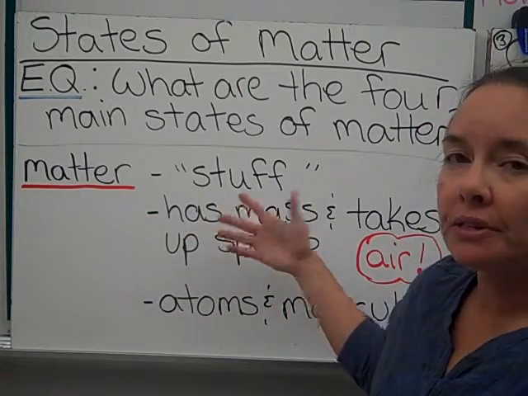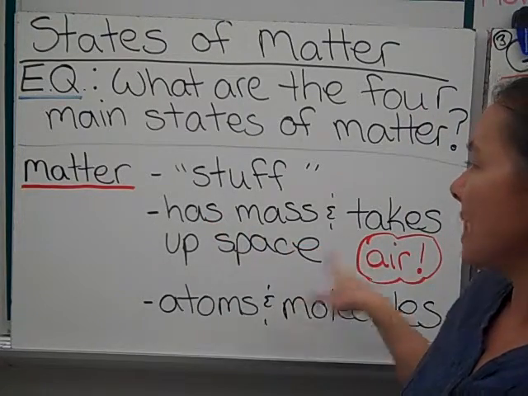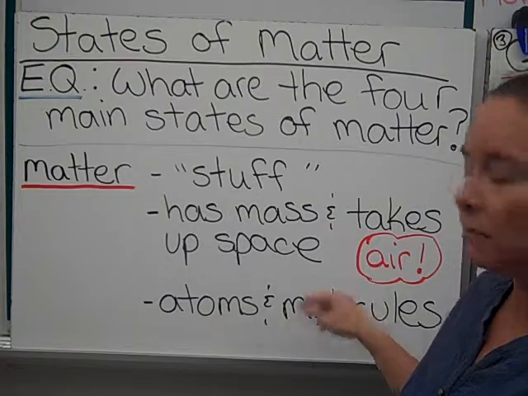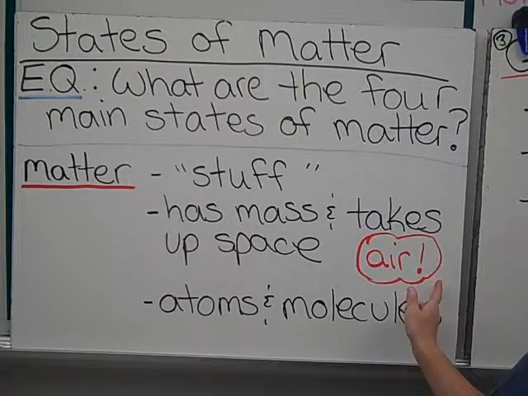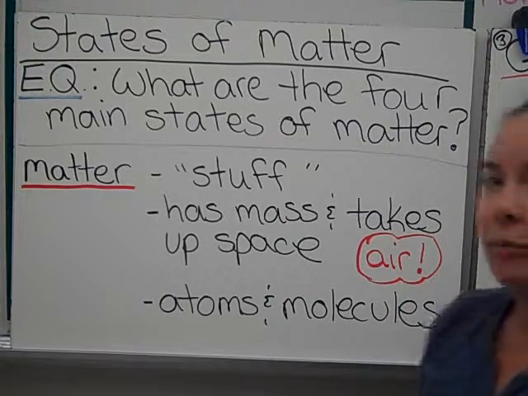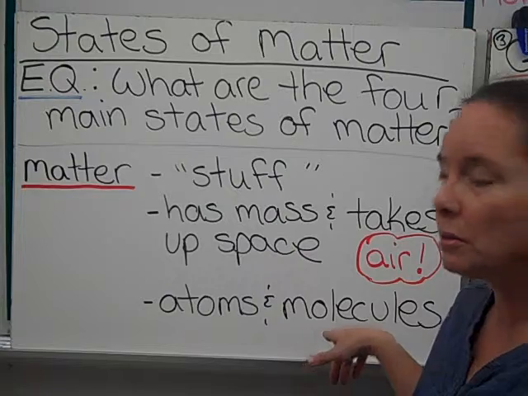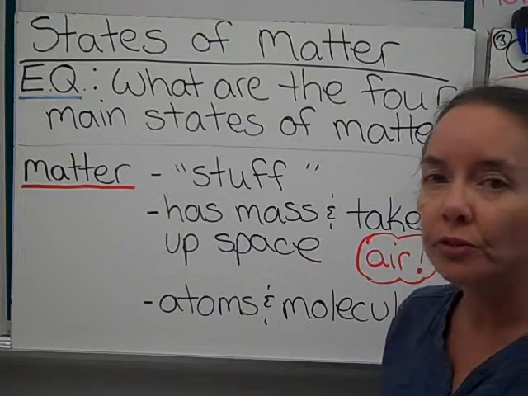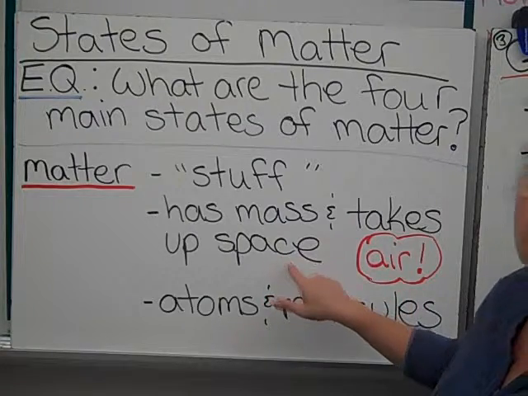Matter, to review, is stuff. It's what things are made out of. Matter has mass, and it takes up space, and it's made out of atoms and molecules. Even things like air that we can't see is matter. It's made out of atoms and molecules. And if we put it in a balloon, for example, the balloon expands because that air is taking up space.